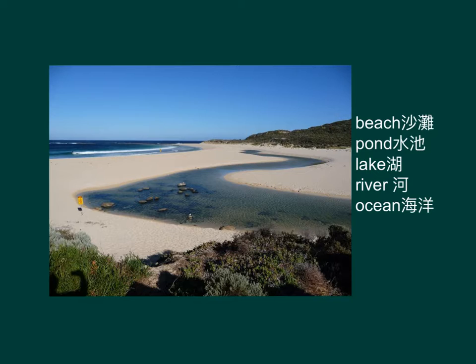So the third set we have beach, pond, lake, river, and ocean. Okay, so we have beach, a sandy beach, and we have pond, a pond of water, lake is a lake, river is a river, and ocean is an ocean.